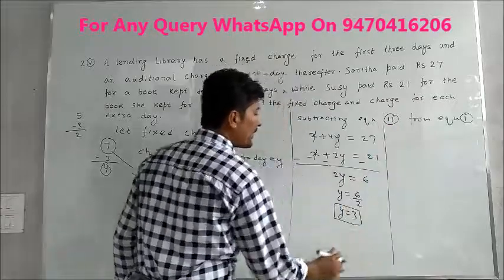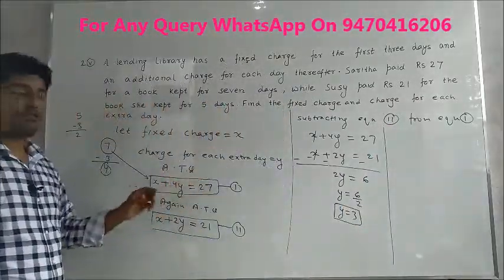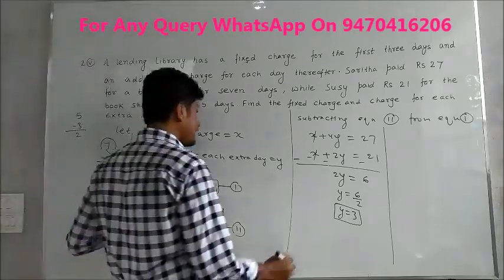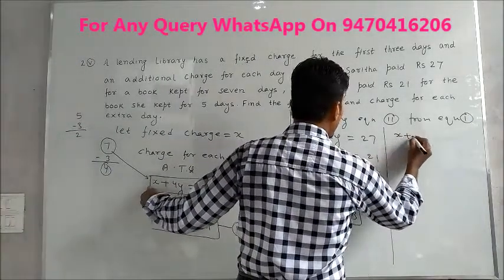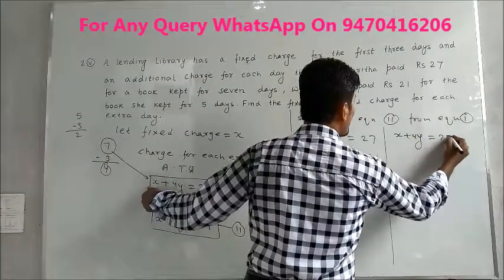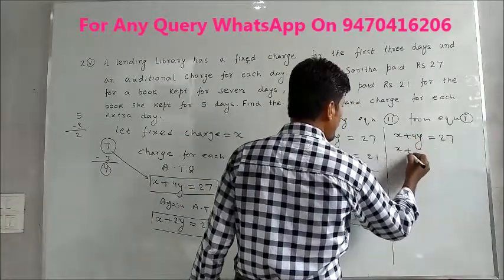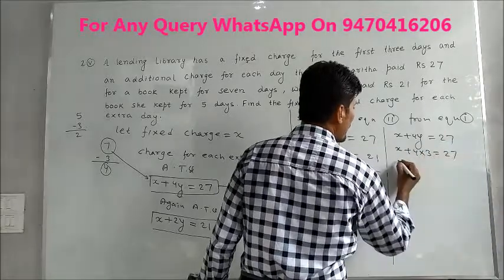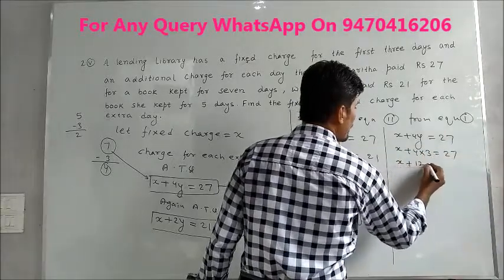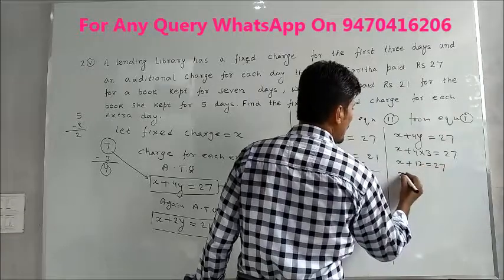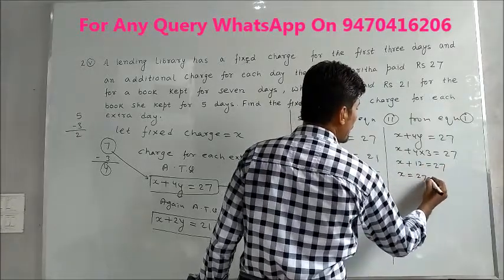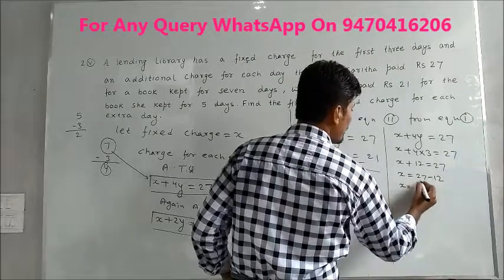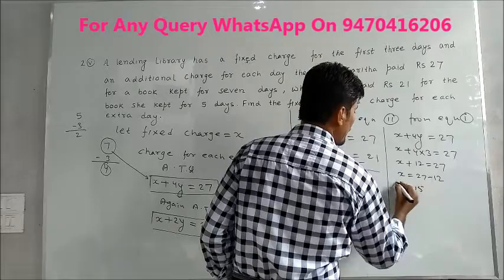Now after that we will get the value of x by putting the value of y in either equation. So we are going to put the value of y in the first equation. x plus 4y equals 27. x will be as it is, plus 4 into, in the place of y we can write 3, equals 27. x plus 12 equals 27. x will be equal to 27 minus 12. So x will be equal to 15.